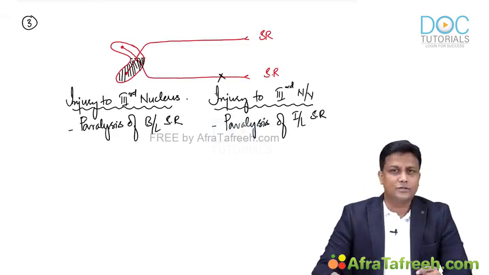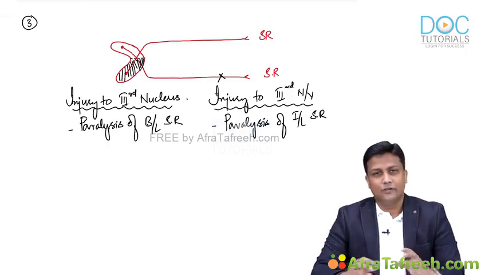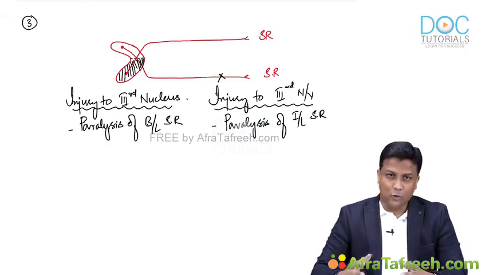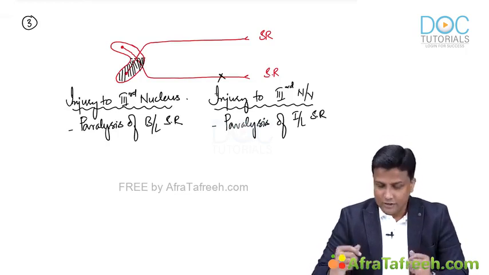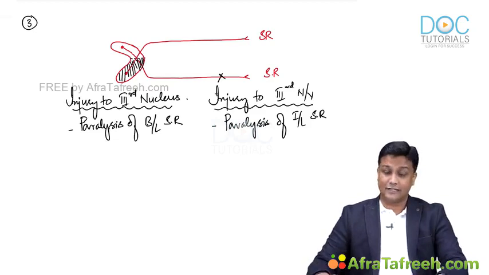So these are all the MCQs that have been tested in your exam guys. So we have completed the entire third nerve, the course of that, the supply of that, with some important MCQs that have been tested in the exam. That's all about the third nerve. Now let us move towards the next nerve here guys, the next cranial nerve.